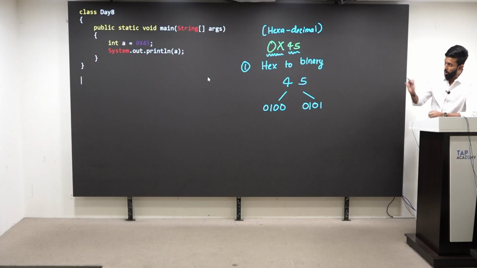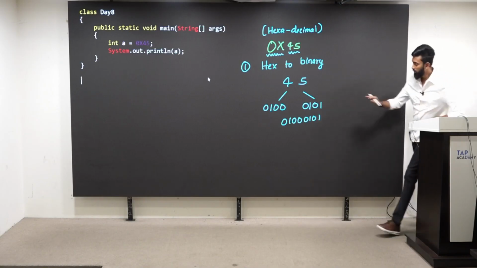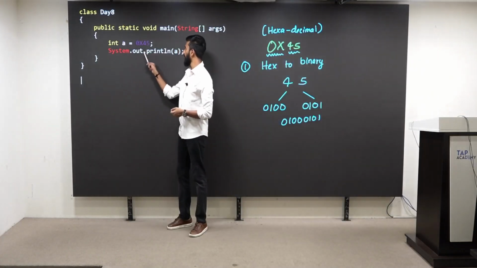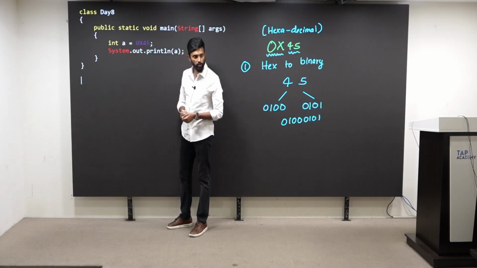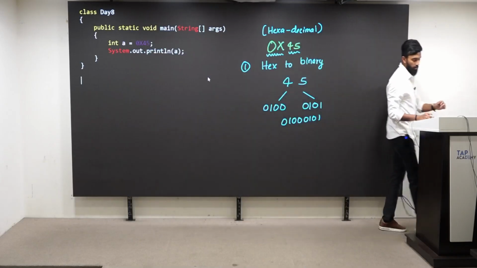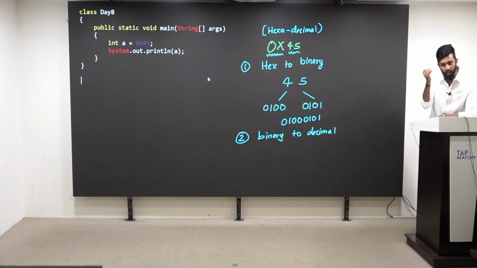Clear till here? Okay. Which means hexadecimal 45 in binary is 01000101. Now Java's job is done. But now you told System.out.println A. Now it is going to print it. Tell me, printing happens in which format? Decimal. So last step here, if you have understood, tell me, what is the second step? Converting binary to decimal. And that is exactly the same.